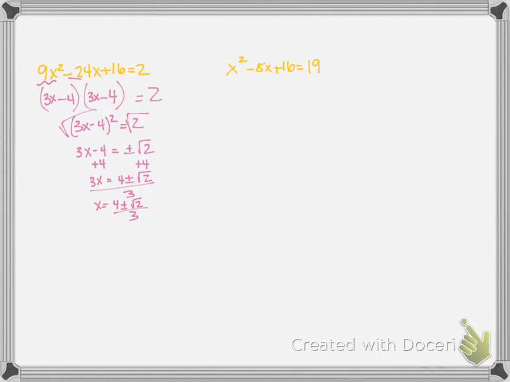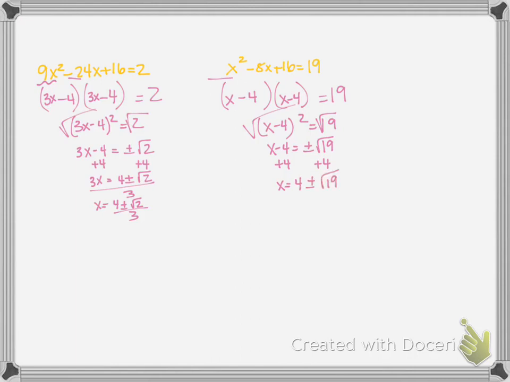Okay, my last one here. Got x's in the front because there's nothing up there. I need multiplies to a positive 16 but adds to a negative 8. So I need negative 4 and negative 4. So x minus 4 squared equals 19. Opposite of squaring is square rooting. So x minus 4 equals plus or minus the square root of 19. Go ahead and add 4. So 4 plus or minus the square root of 19 is where it's going to cross at. So a decimal again.